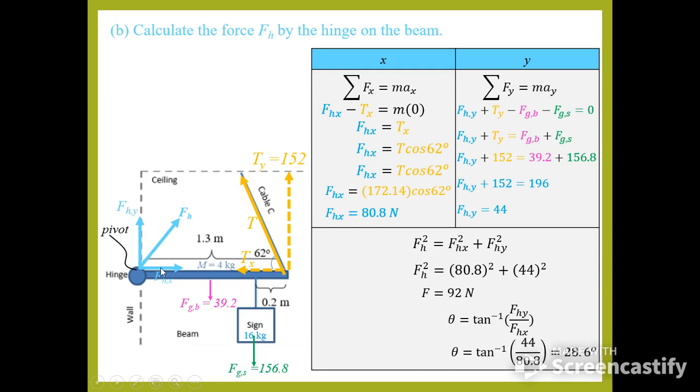So if you plug in everything you know from the previous work, up here we just found FHy is equal to 44, FHx is equal to 80.8, and we plug that in, and you should get about 28.6 degrees, and that is where that angle is. And that's it. Thank you.